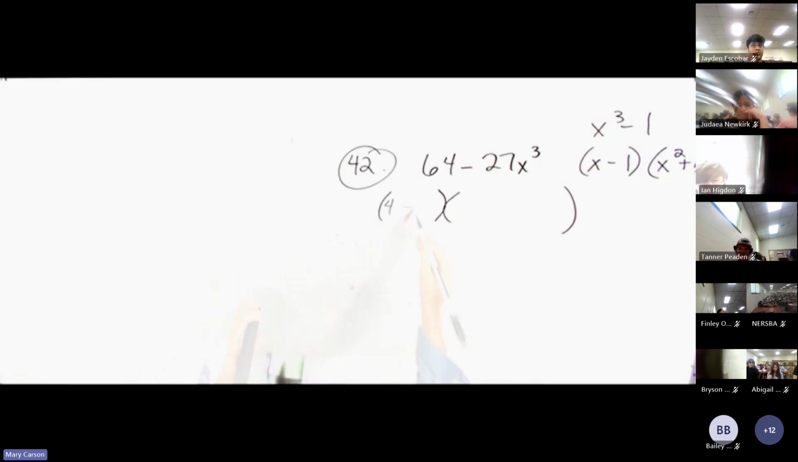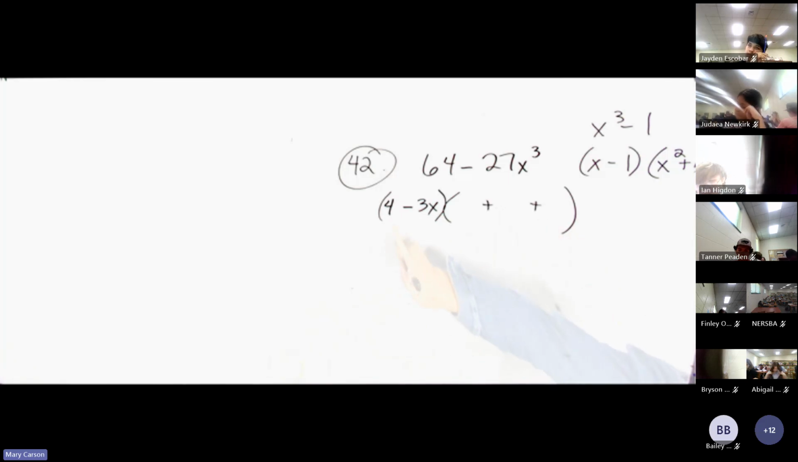And we're going to do our minus. And then we're going to do the cube root of 27. What would that be? 3. Good. And then we have our x there. Everybody with me? All right. Then we are going to fill this in. This is going to be a plus here.